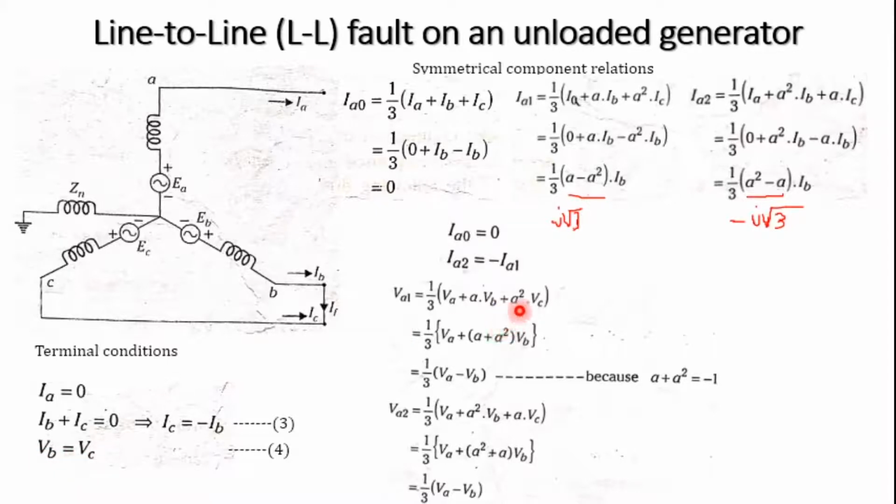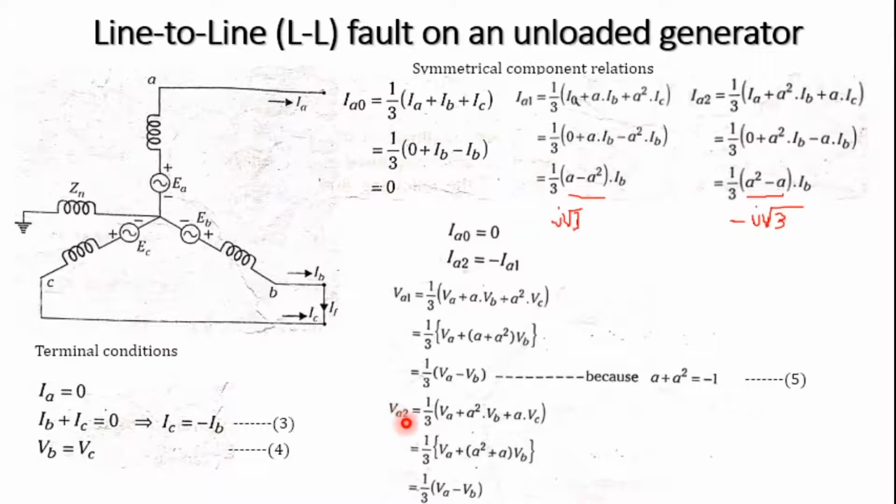So VC can be written as VB, and we get A plus A square. From equation 1, we know that 1 plus A plus A square is equal to 0, so A plus A square is equal to minus 1. So this equation will become 1/3 times (VA minus VB). Call this equation 5.